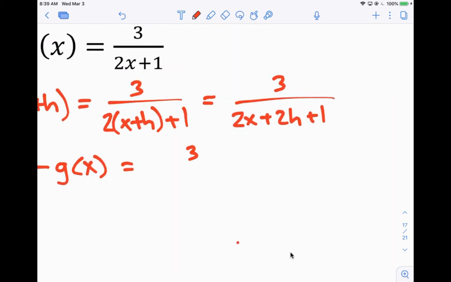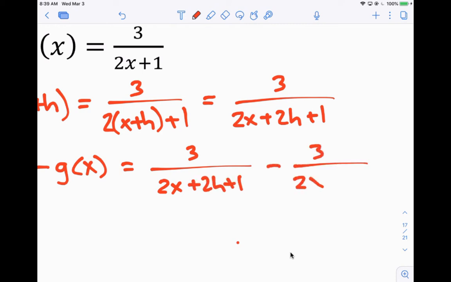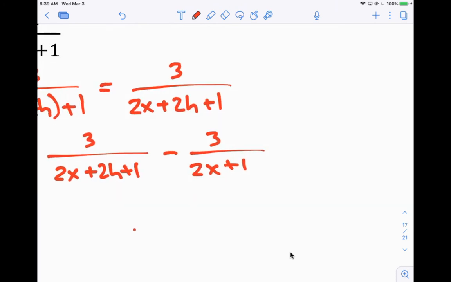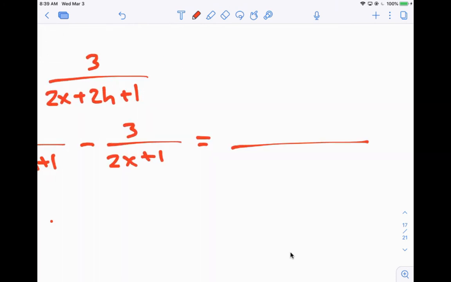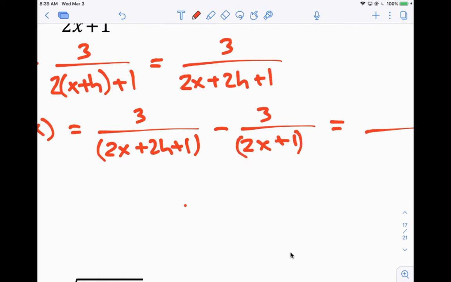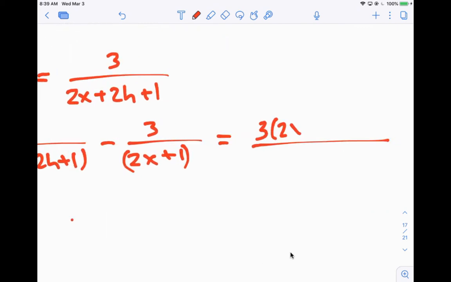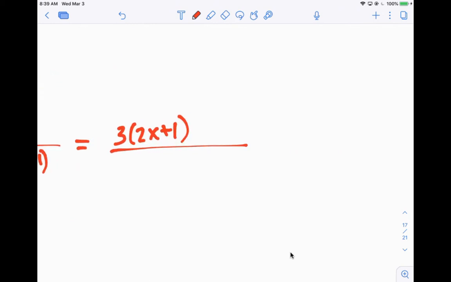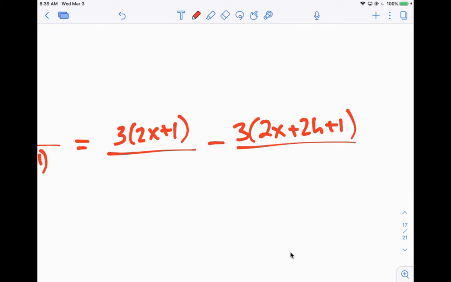Subtract the original one. 3 over 2x plus 2h plus 1 minus 3 over 2x plus 1. All right, classic rational. Got to subtract these, so we need like terms. So 3 times 2x plus 1 for the first one, because that's what's missing, right? And then minus 3 times 2x plus 2h plus 1. And they'll both be over both of them, 2x plus 1 and 2x plus 2h plus 1.